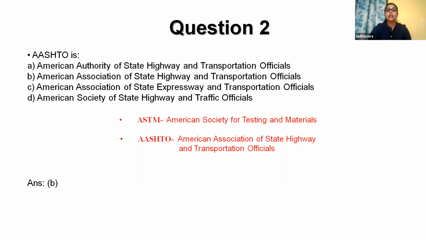So you have to thoroughly study the abbreviations as well. The frequently asked abbreviations are ASTM and AASHTO. ASTM is American Society for Testing and Materials. AASHTO is American Association of State Highway and Transportation Officials. So the correct option is option B, that is American Association of State Highway and Transportation Officials.